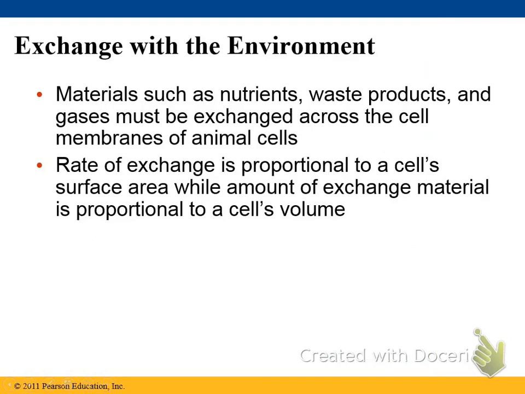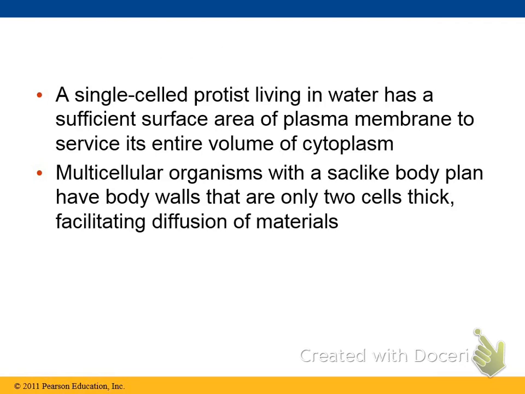Materials such as nutrients, waste products, and gases must be exchanged across the cell membranes of animals. The rate of exchange is proportional to the cell's surface area, while the amount of exchange material is proportional to the cell's volume. A single-cell protist living in water has a sufficient surface area of plasma membrane to service its entire volume of cytoplasm.